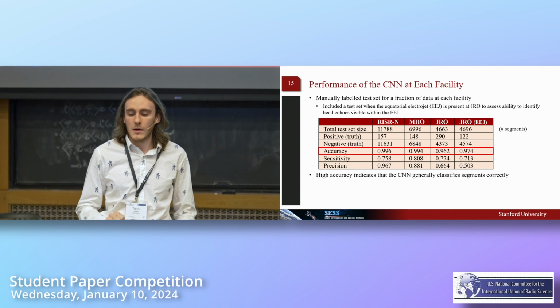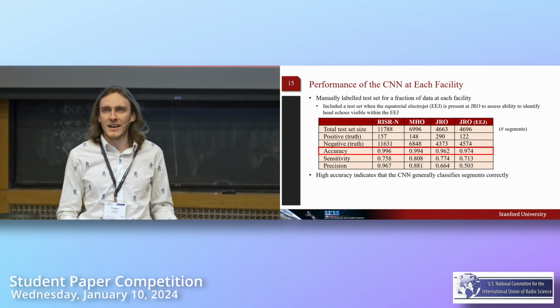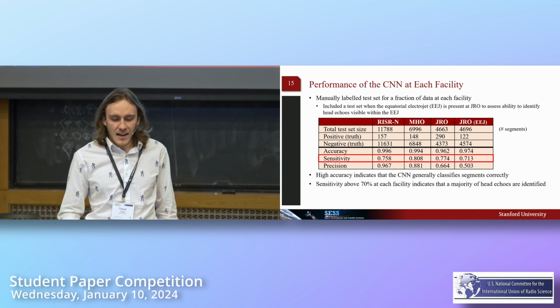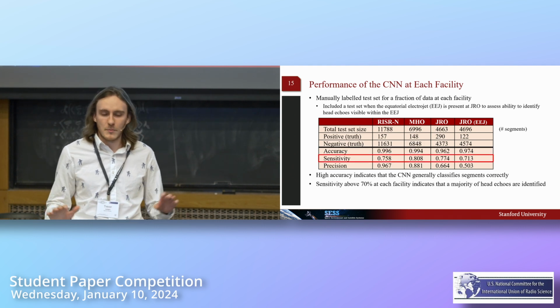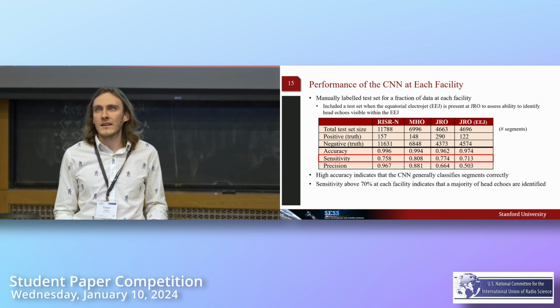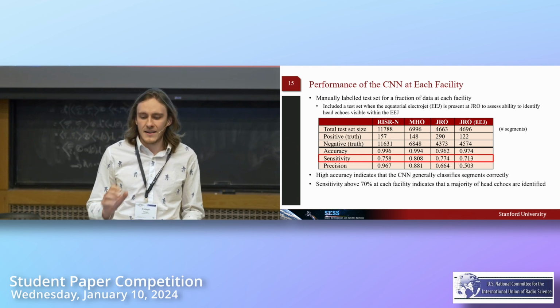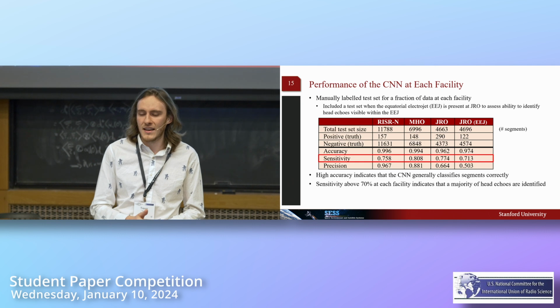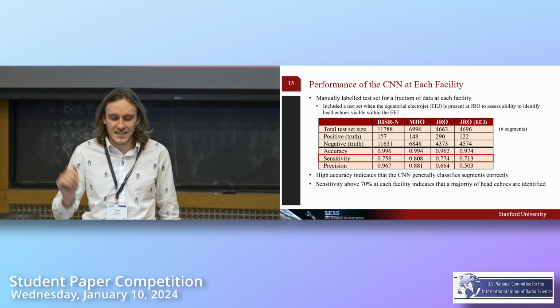Accuracy overall is above 96% across the board, which is good, and means the CNN is generally classifying segments correctly. Sensitivity is above 70% across the board, and this means that a majority of the head echoes that are in our data are being identified. So at least 70%, if not more, because we're breaking it up into chunks.